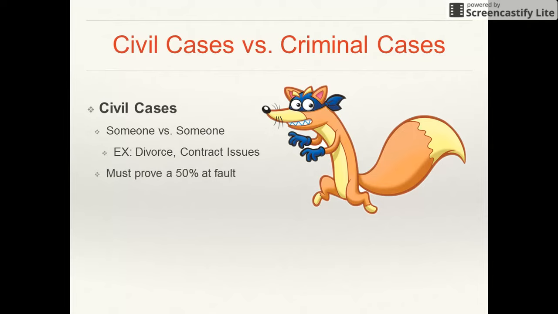Now, what's interesting about civil cases is you only have to prove really that someone is at least 50% chance at fault. So if you can show that it looks like it's most likely their fault, they're the ones responsible for any damages. So let's say a car accident. Two people hit each other. The courts are going to decide who's most responsible, and that person's going to have to pay for the most damages in that accident.